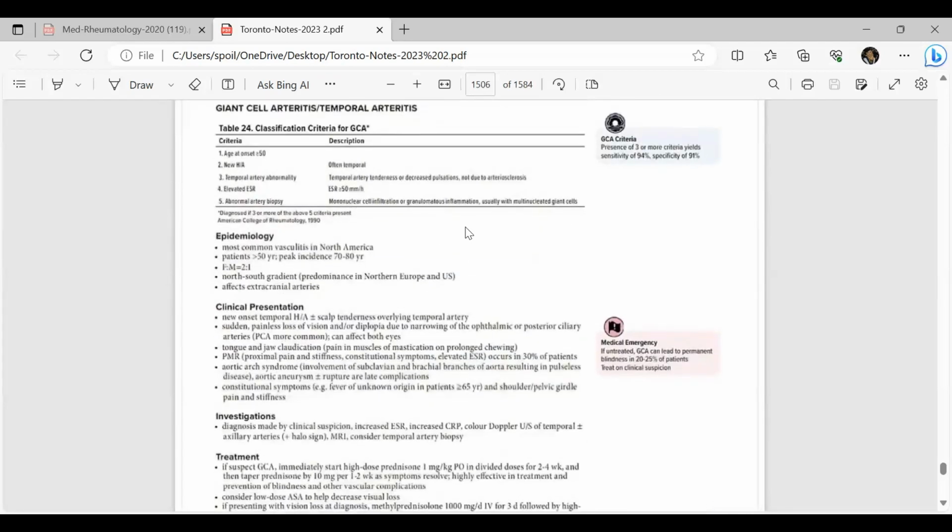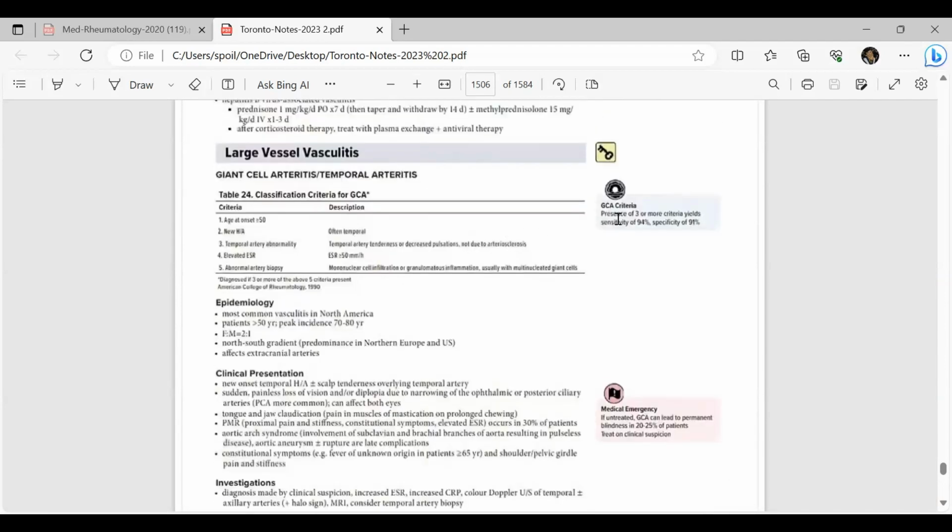In this we will see multinucleated giant cells. It's most common in North America. Patients are usually greater than 50 years old. Peak incidence is 70 to 80 years, and it's more common in females. There is a north to south gradient predominance in Northern Europe and the US, and it affects extracranial arteries. And the clinical presentation is what's written here.